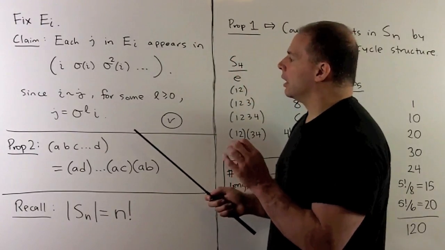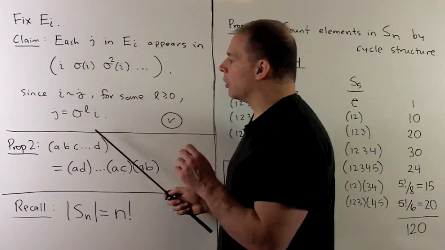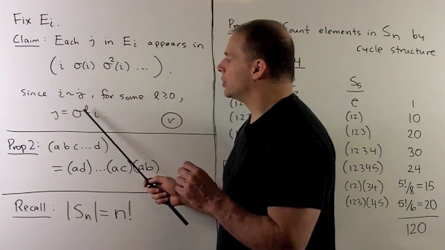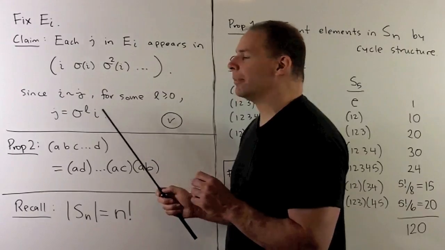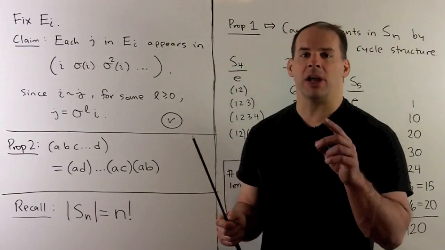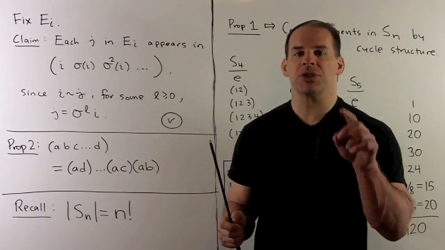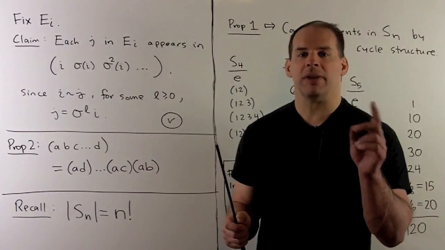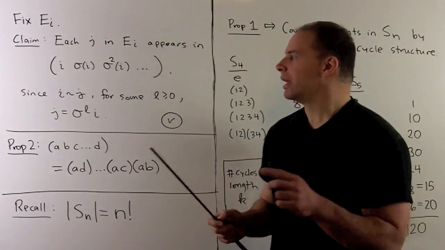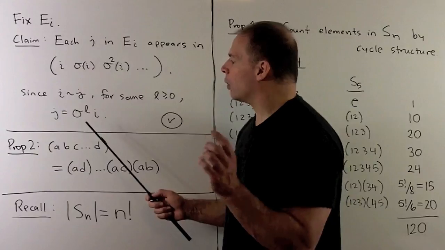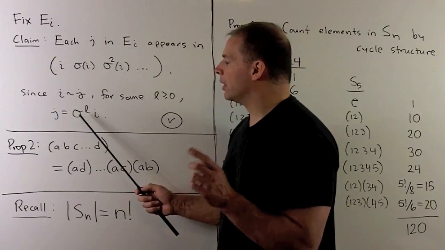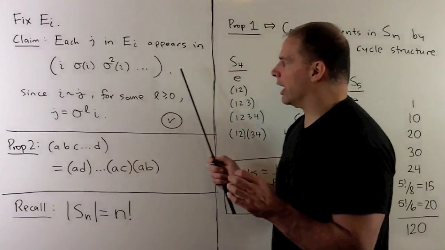Now, if you check your relation, you might wonder, well, what if j is equal to sigma to a negative power applied to I? Because sigma has finite order, we could add multiples of the order to that exponent, and we'll eventually get a positive number that's between 0 and the order of sigma. So that's going to be some number in our list.